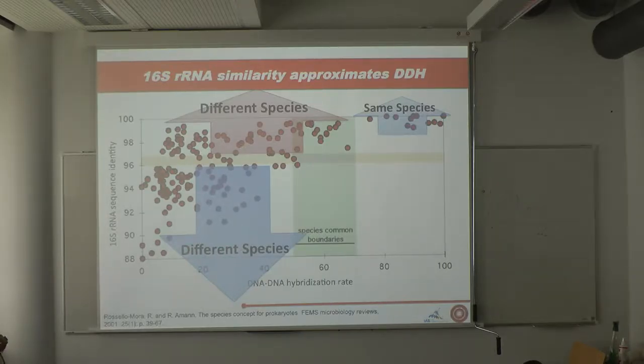Now, what you also observe, if you now would not have the x-axis, the DDH axis, and all you had is sequence comparison, because that's much cheaper, can we then find a line? Can we say things that are entirely identical are very, very similar? They fall on the right side, and things that are very dissimilar fall on the left side.